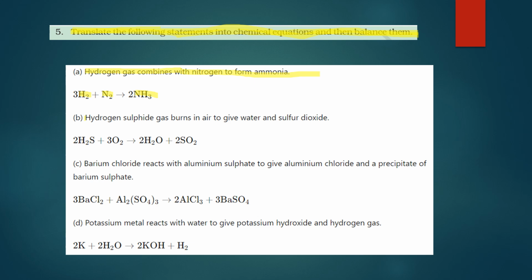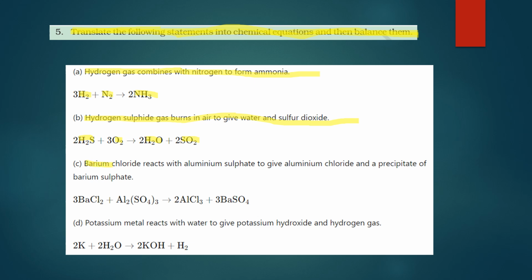Second one is, hydrogen sulfide gas burns in air to give water and sulfur dioxide. So hydrogen sulfide is H2S. As it burns in air, air contains oxygen, O2. It is giving water, H2O, and sulfur dioxide is SO2, right? And then again, as it was unbalanced, you try to balance it.